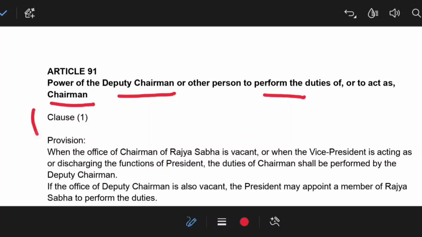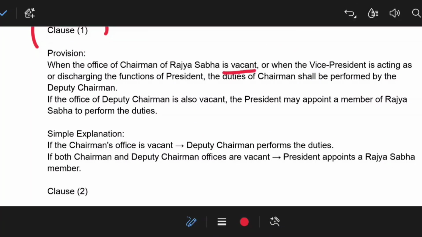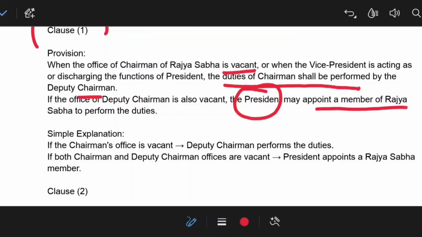Now, clause 1. Clause 1 says that when the office of the chairman of the Rajya Sabha is vacant, that means when the vice president is acting as the President of India, then the office of the vice president or the chairman of the Rajya Sabha will be vacant, and at that time the duties of the chairman shall be performed by the deputy chairman. But what happens next? If, due to some reasons, even the deputy chairman is not able to perform the duties as chairman, then the House will appoint any member amongst itself. That means the President may appoint a member of the Rajya Sabha to perform the duties. It's not the House, but the President who will appoint a member of the Rajya Sabha.